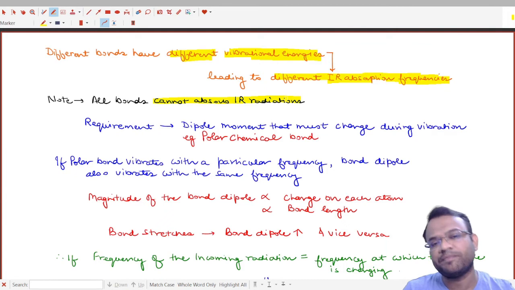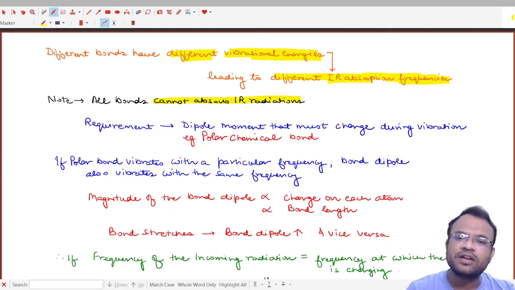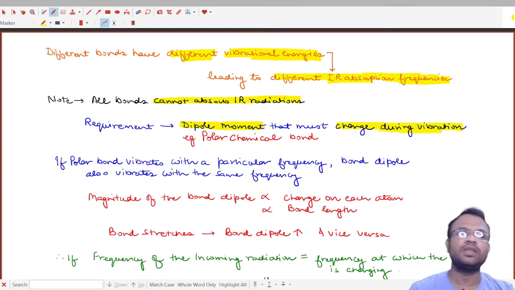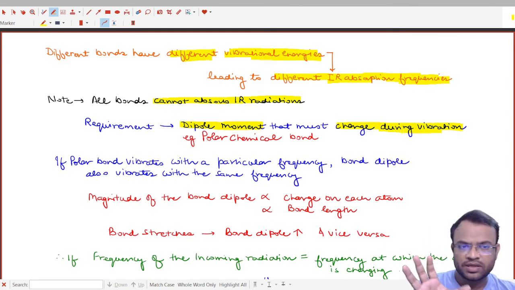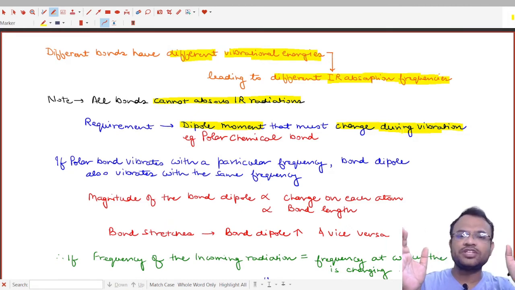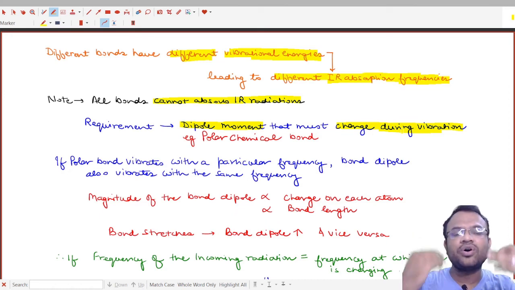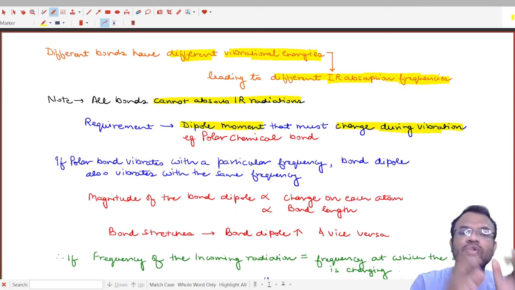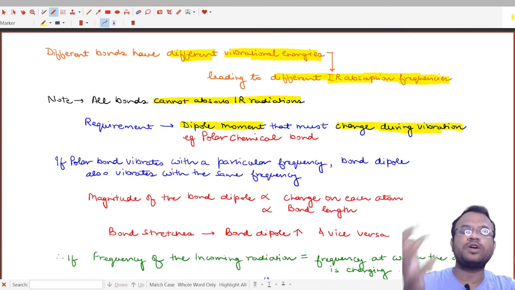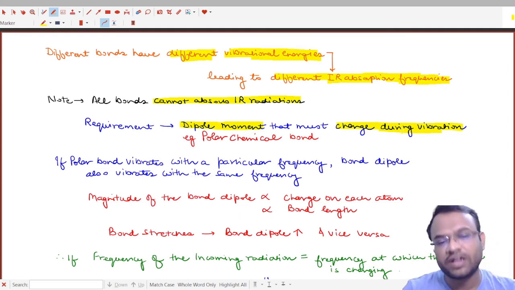We would talk more about them. So what is the requirement? When can we say that a bond would absorb infrared radiation or not? So the requirement is that there should be a dipole moment that must change during vibration. See, I told vibration is important, but along with the vibration, the dipole moment that is present inside the bond should also change. If it is changing, only then you can say that it might absorb infrared radiation. If it is not changing, if it is permanent, then you can say that it won't absorb infrared radiations.